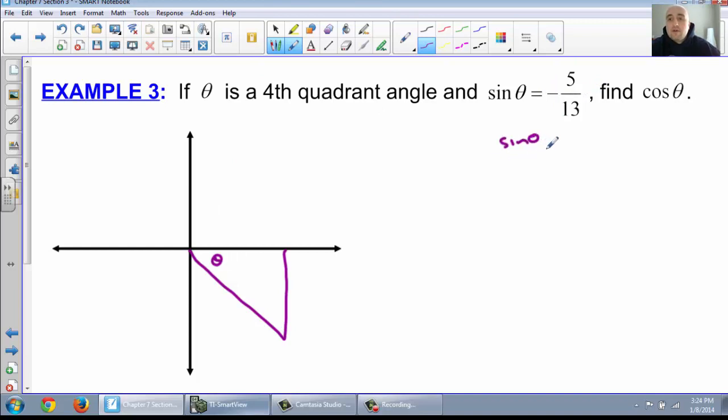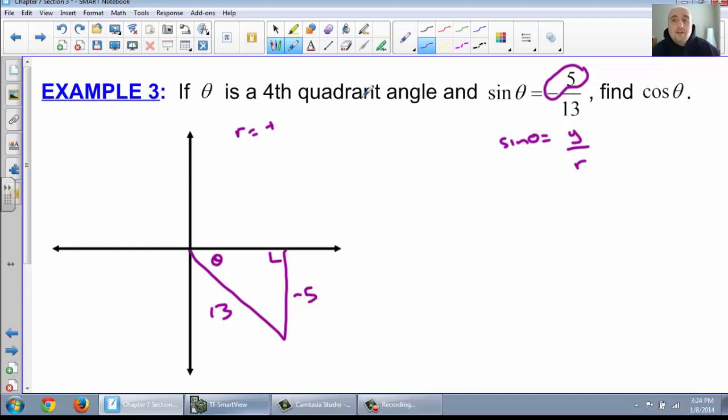So let's recap though. We know that sine is y over r. Okay, so my hypotenuse here, remember hypotenuse r is always positive. So my bottom number is my r, so I have to keep that 13 there. Okay, it's always positive. And what do we notice about our y value? It's in the fourth, so it's negative. So the negative 5 is what I'm going to use for the y value.